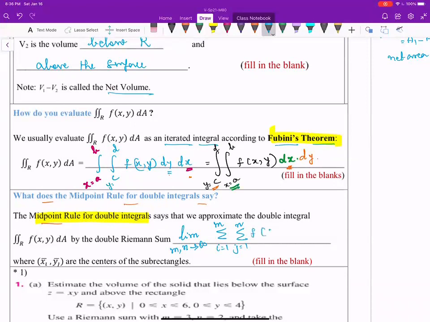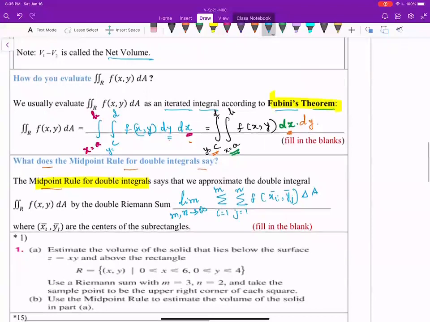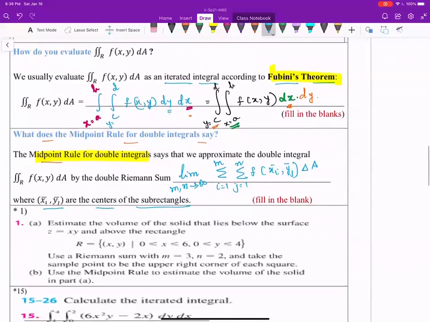Then f of the midpoint xi bar, yj bar, that's the midpoint of the Rij rectangle, times delta A, where xi bar, yj bar are the centers of the subrectangles. Instead of the word midpoint, we will use center because it is the center of a rectangle, a subrectangle.